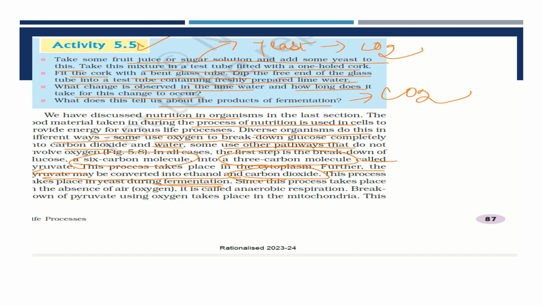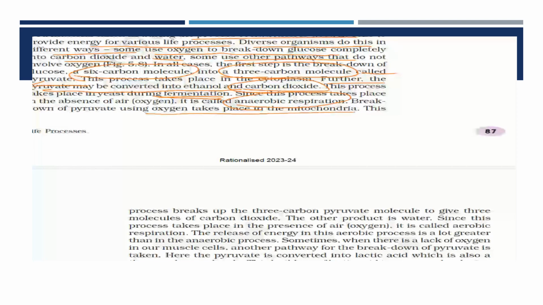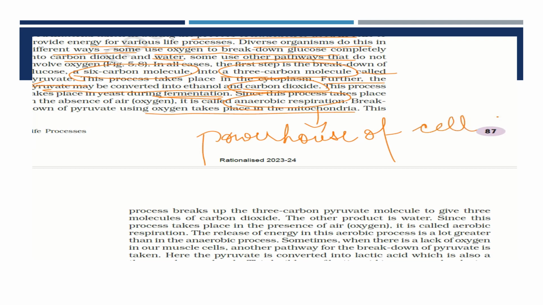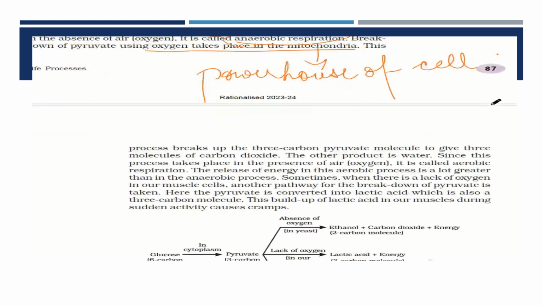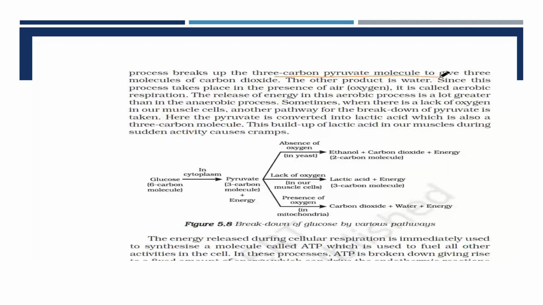I have told you this in the previous slide only. Since this process takes place in absence of oxygen, it is anaerobic respiration. The definitions will come in the next slide. And breaking down of pyruvate using oxygen takes place in mitochondria. We all know that mitochondria is the powerhouse of the cell. So there the breakdown of pyruvate using oxygen takes place. This process breaks up the 3 carbon pyruvate molecule to give molecules of carbon dioxide, and the other product here is water.